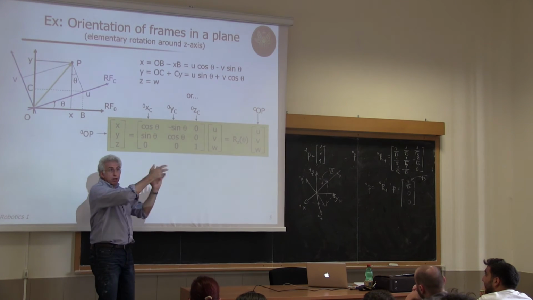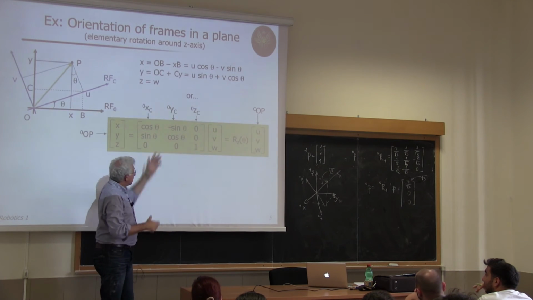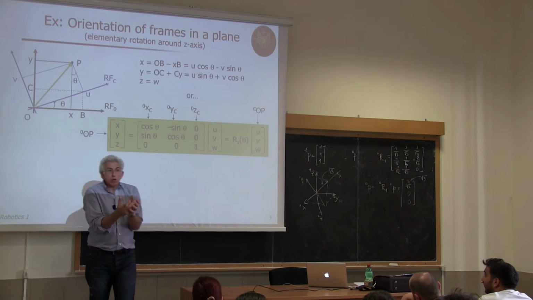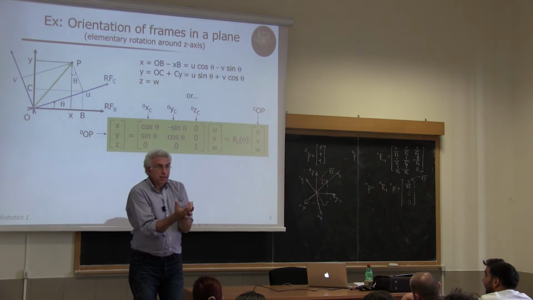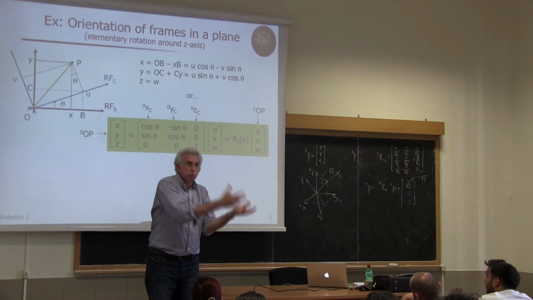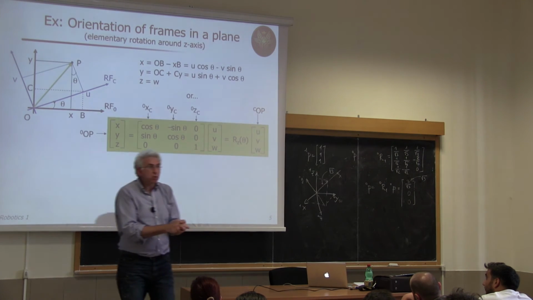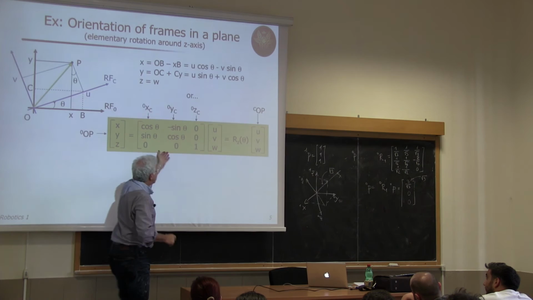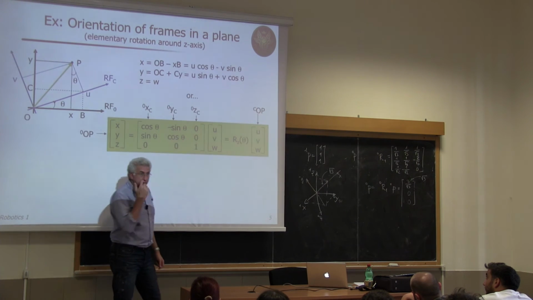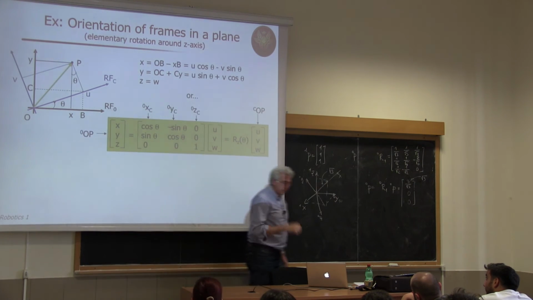So now we have given a structure to this rotation matrix to represent the change of coordinates. We are using the idea of change of coordinates, but we know that to change coordinates we need a rotation matrix, and so this rotation matrix represents also the orientation of frame C with respect to frame 0, by an elementary change of orientation around the z-axis.